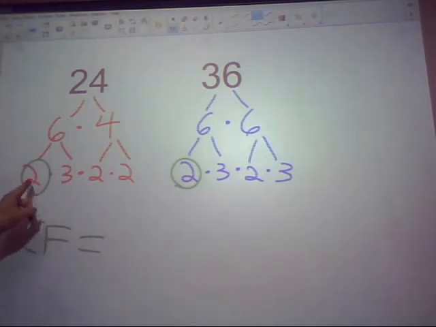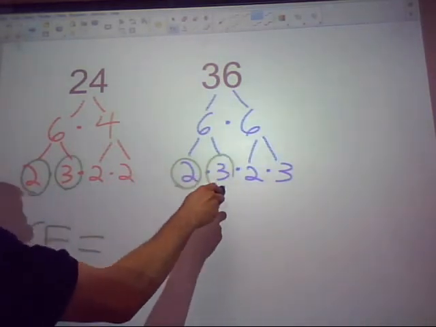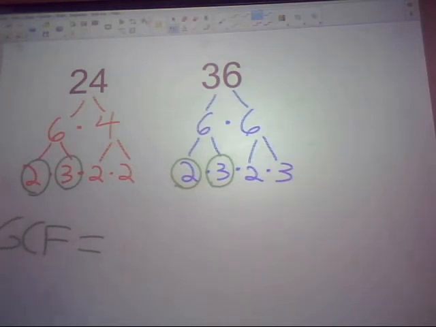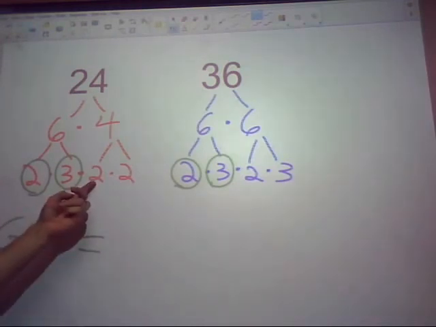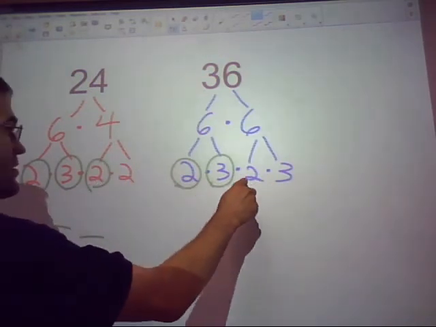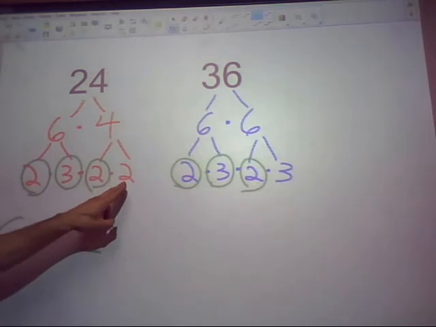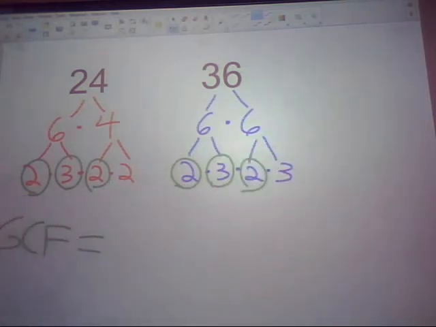What else do they have in common? The next term is a 3, and this also has a 3 in common. So if they both have a 3 in common, I'll circle that. Let's see if there's anything else in common. There's a 2 here, and there's a 2 here. So far we have a 2, a 3, and another 2 in common. Here's a 2, here's a 3, there's nothing else in common.